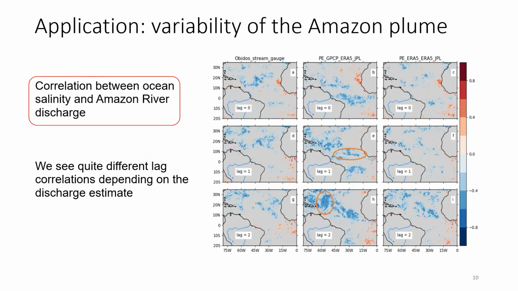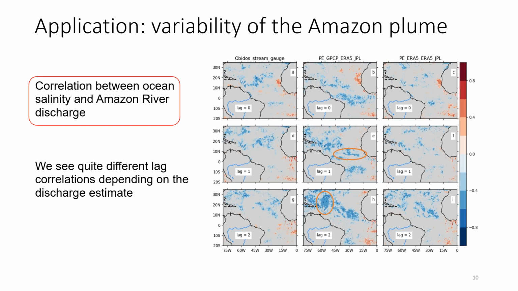Now, even though we talk about land-atmosphere interaction, we always have a view on the whole Earth system. So a straightforward application of our work is about the salinity in the ocean, the so-called Amazon plume.